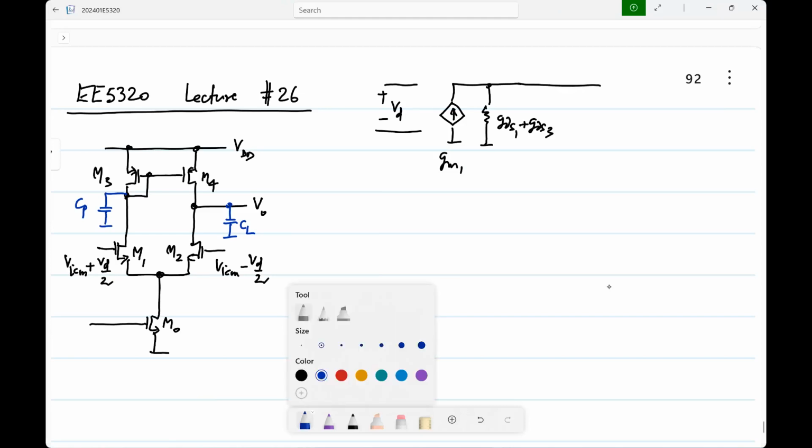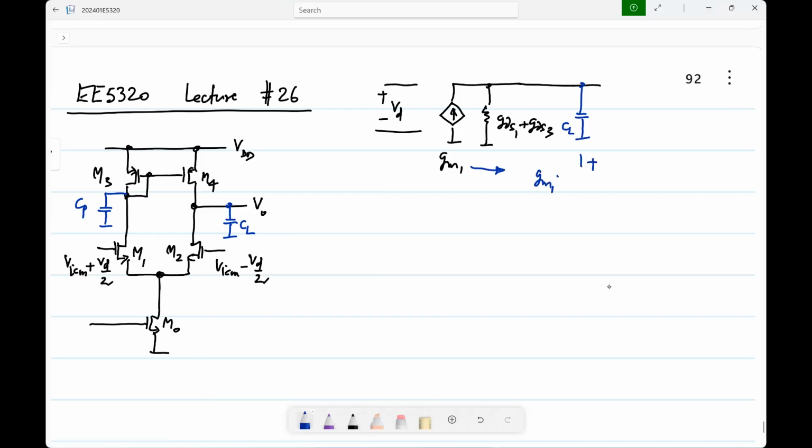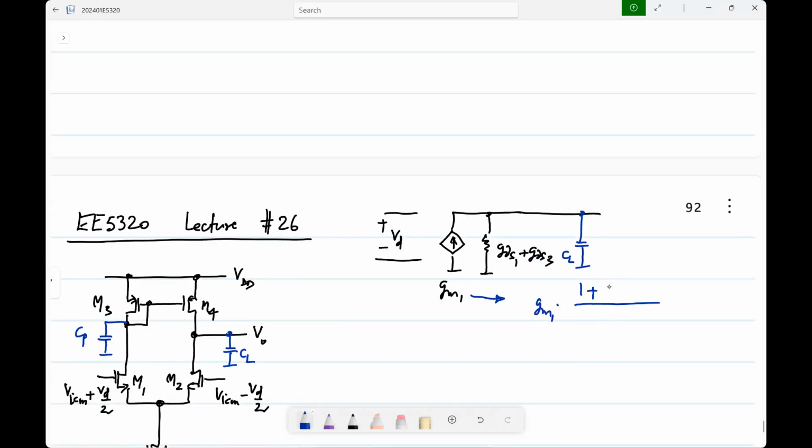at the output, you will end up loading it with CL, and this GM1 changes to GM1 times 1 plus S times what in the numerator? CP by 2GM and CP by GM. This is GM3. So at low frequencies, you get a transconductance GM1. At high frequencies, you get GM1 by 2. This is because half of the current gets shorted out.